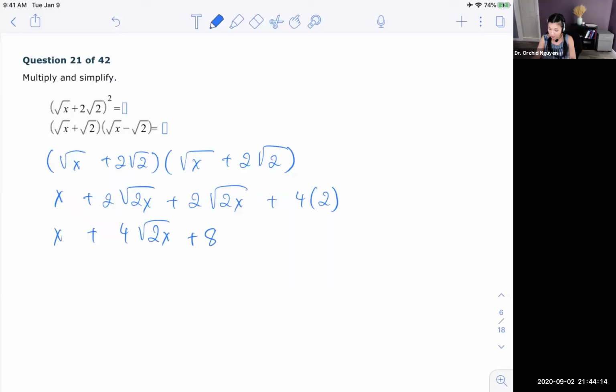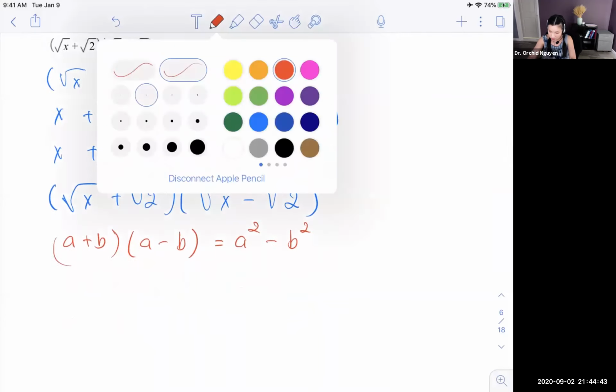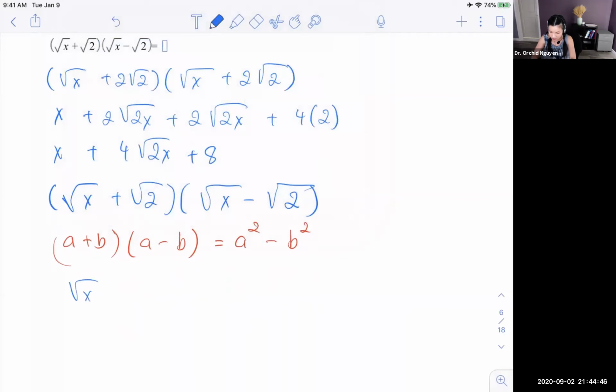Okay, now for the second one, this is what we call the conjugate. So every time you multiply the conjugate, I'm going to remind you, a plus b times a minus b is always a squared minus b squared. So that's the conjugate. So now you can see that we can take square root of x squared minus square root of 2 squared. So our final answer is just x minus 2.